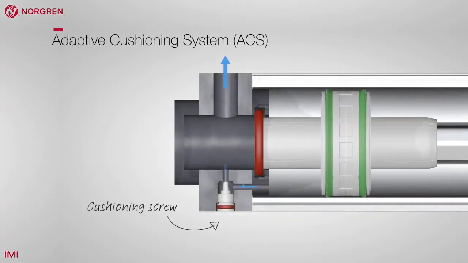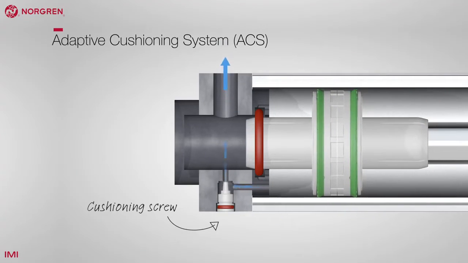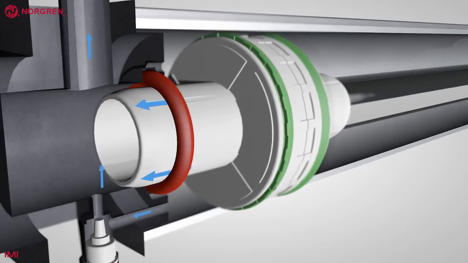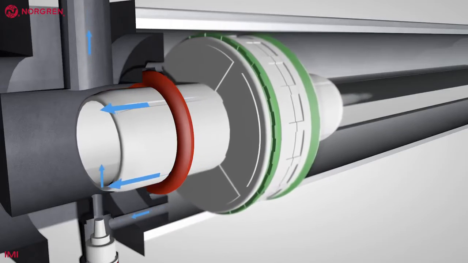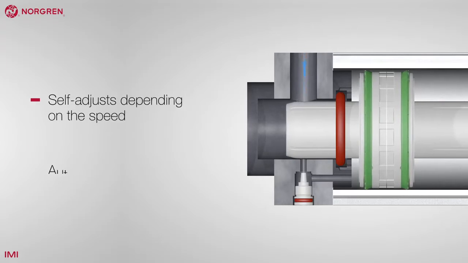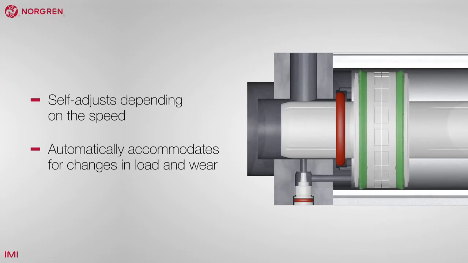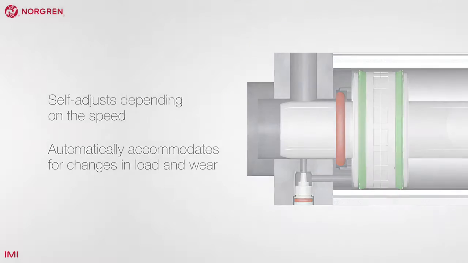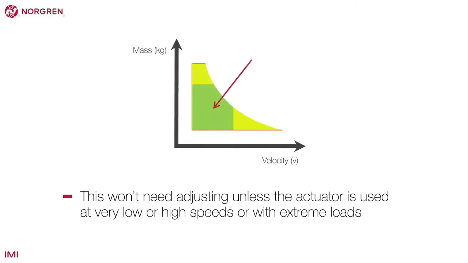ACS, or Adaptive Cushioning System, is a clever approach that does not require the adjustment of a cushioning screw in 80% of applications. It self-adjusts depending on the speed of the cylinder and automatically accommodates for changes in load and wear. This won't need adjusting unless the actuator is used at very low or high speeds or with extreme loads.